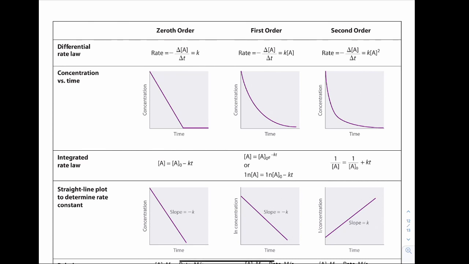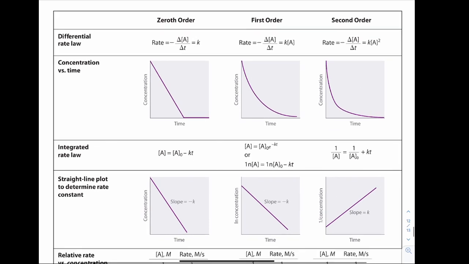My rate law for a first order reaction, rate is equal to k, the concentration of A raised to the first power. Second order, k times the concentration of A squared. For all of them, it's the change in concentration of A over the change in time. They all have a negative sign in front of them because A is my reactant in this case, and its concentration is disappearing, decreasing over time.